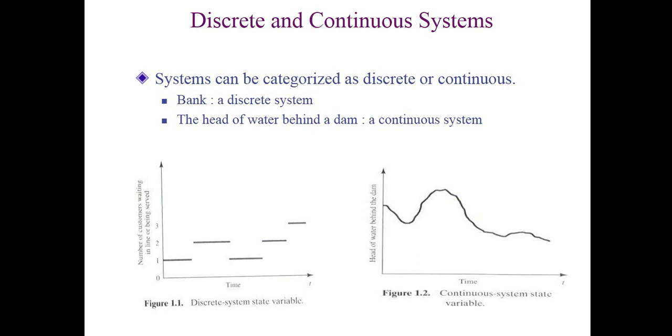For an example, a bank is a discrete system. How is it a discrete system? Like in 10 a.m.